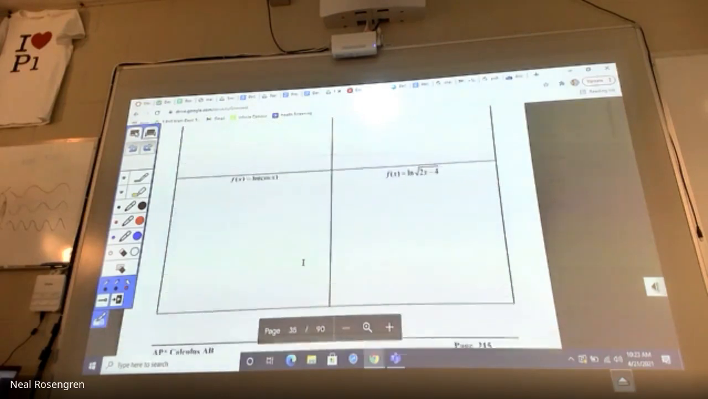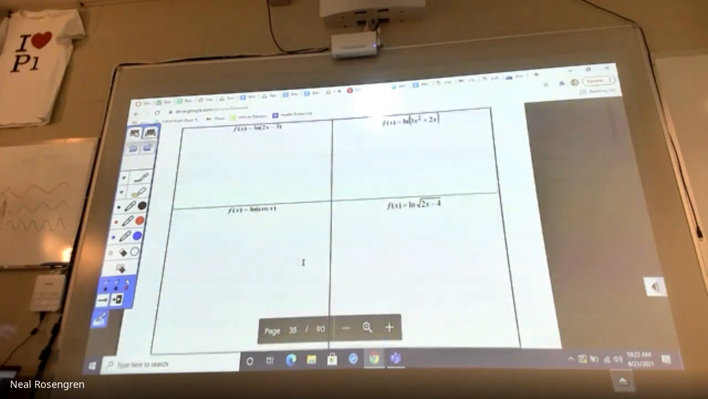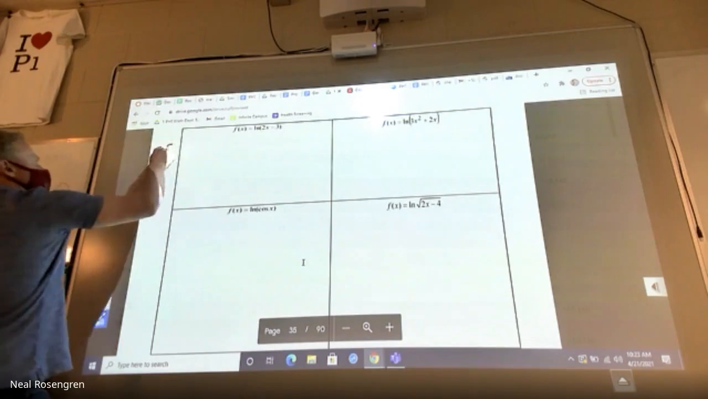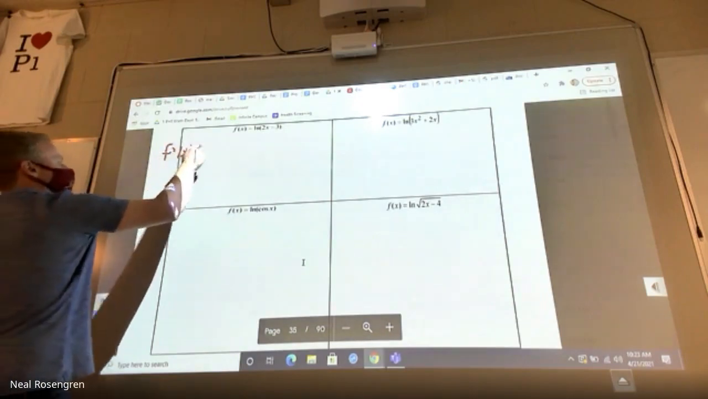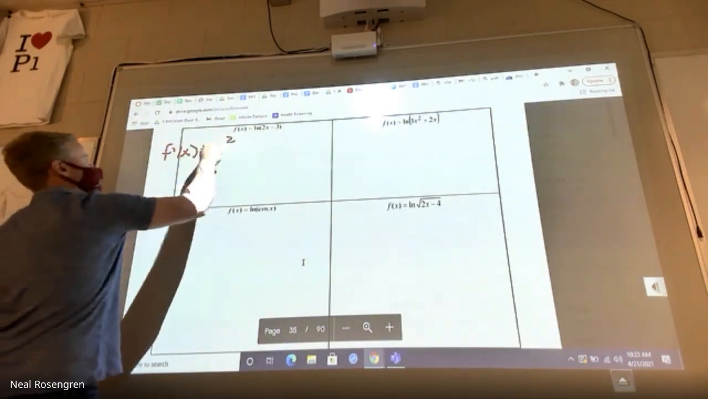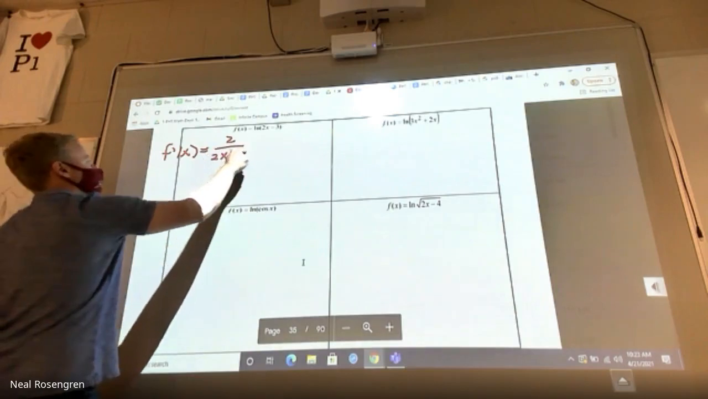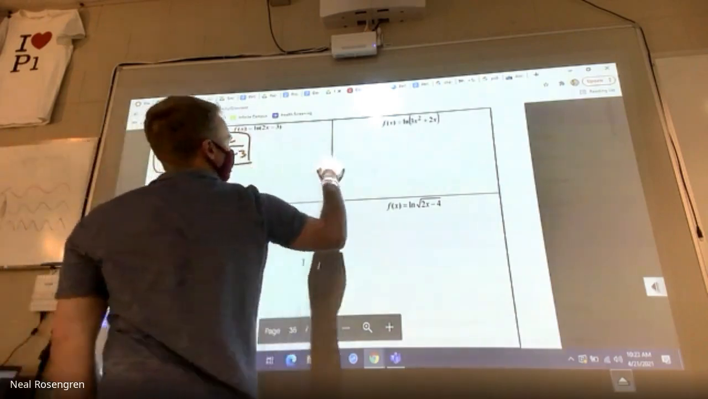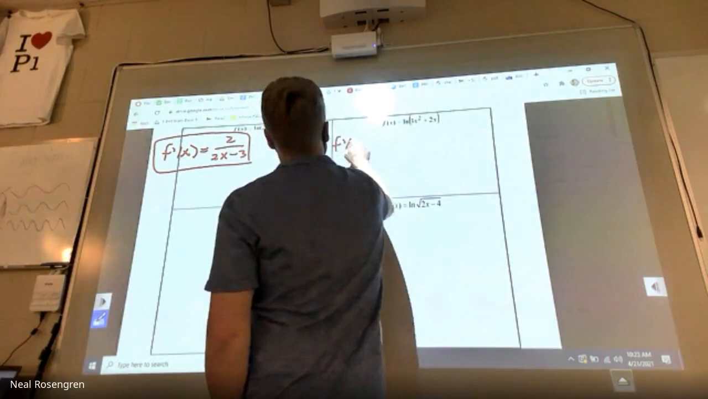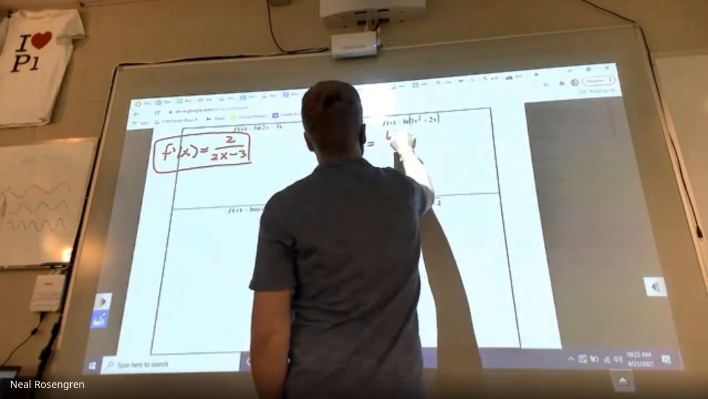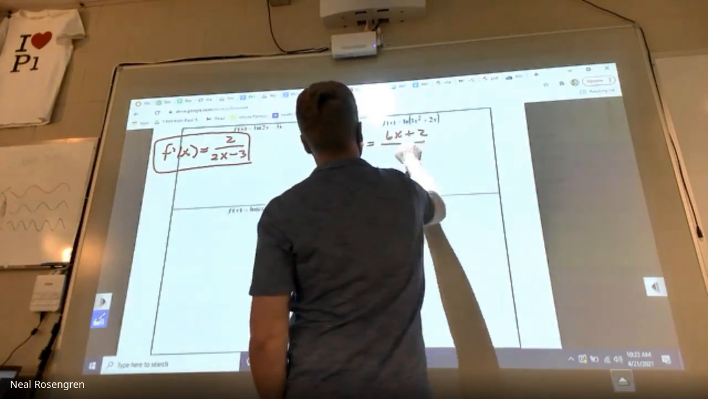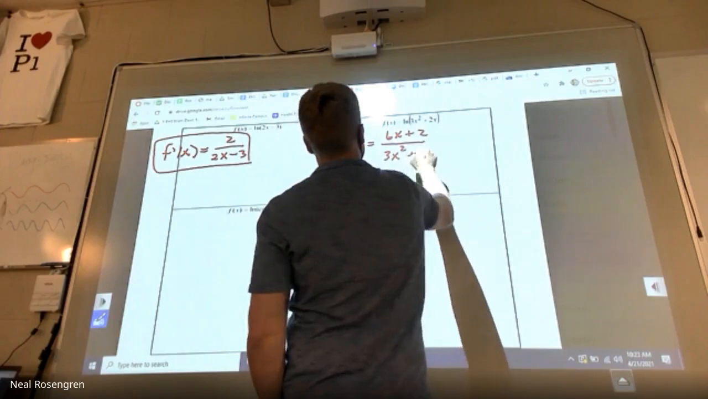Can I get all four of these? Yeah, I can sneak all four of these in here. Derivative on top, function on the bottom. And derivative on top, function on the bottom.